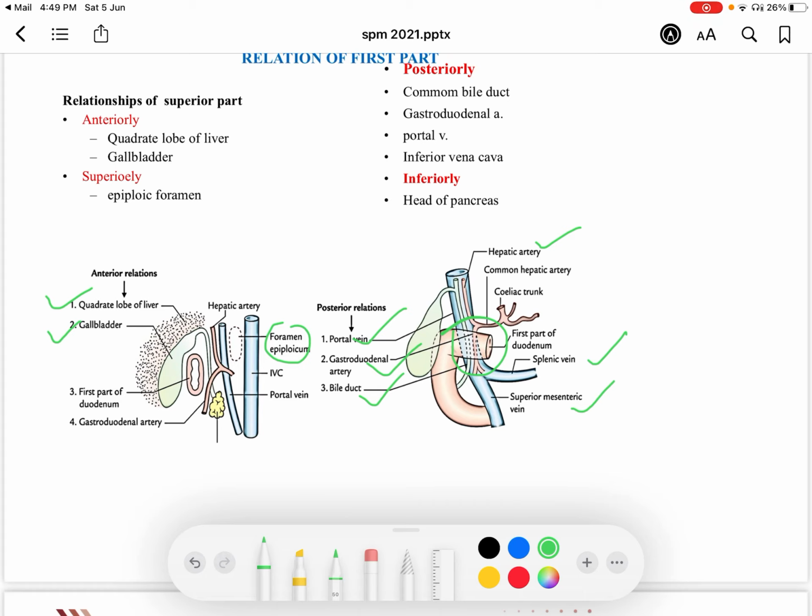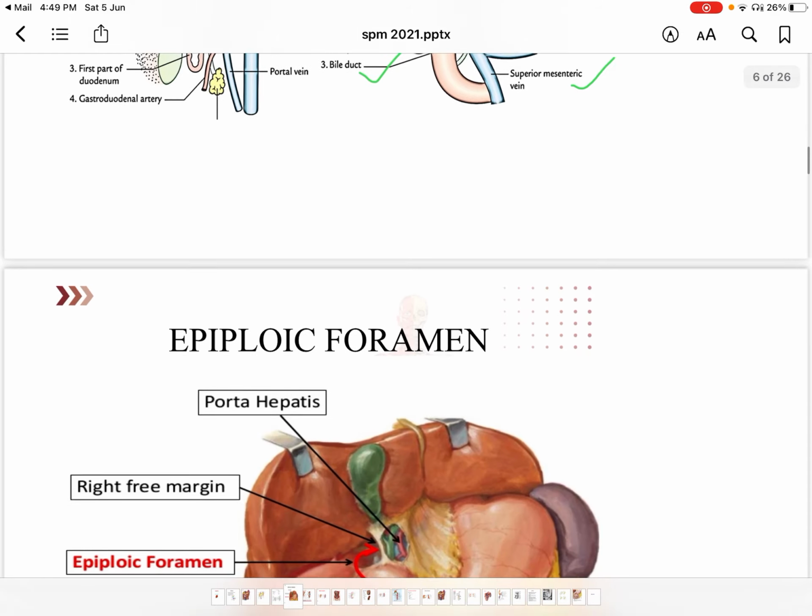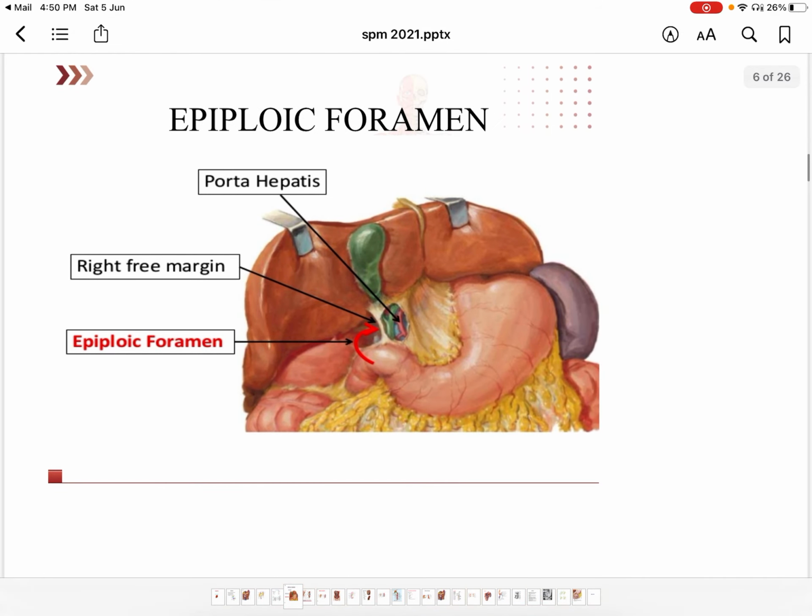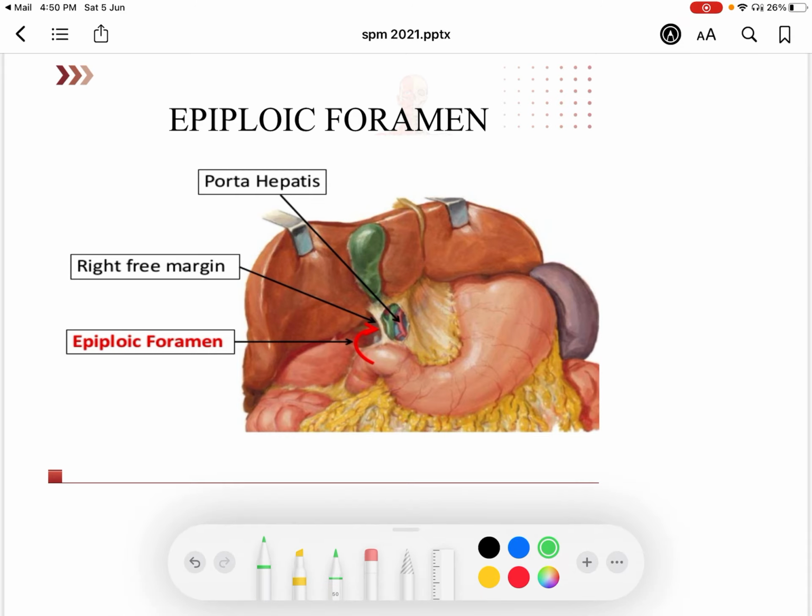It forms the portal vein, and the inferior relation is the pancreas. Now you can see here in this diagram there is the epiploic foramen. This epiploic foramen is the opening between the greater sac and lesser sac. We already discussed it in the peritoneum. This arrow shows the opening of the lesser sac, behind the stomach and lesser omentum.